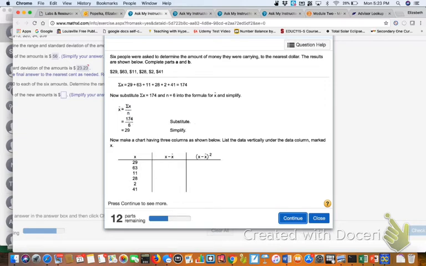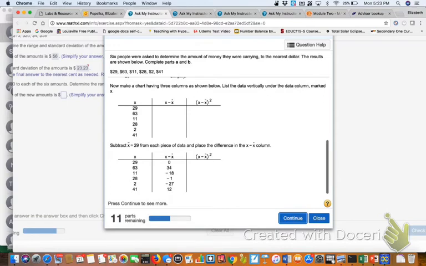So you will see if you hit continue, I'm getting ready to click the continue button again. I know you can't see my mouse clicks, but I'm clicking continue again. And you'll see that in the next step, now they have done that for you. They've shown you what you get if you take the number X and subtract the mean. So there's all those differences.